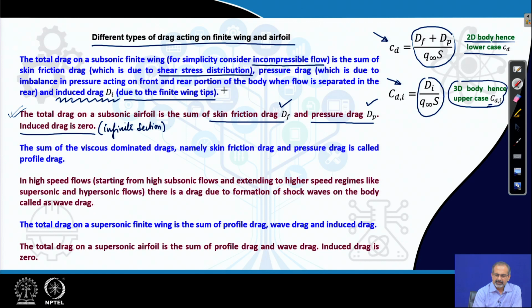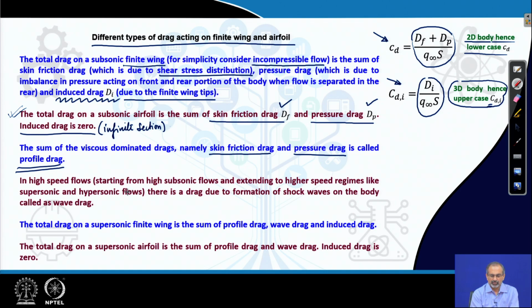So, we have to keep in mind that induced drag is there for a finite wing, it is not there for an airfoil, and both skin friction drag and pressure drag are present in incompressible flow or low speed subsonic flows. Flows which occur below a Mach number of 1. Of course, we have not discussed Mach number in detail yet, but it basically means that we are flying at a speed lower than the speed of sound. The sum of the viscous dominated drags, namely skin friction drag and pressure drag, is often called profile drag.